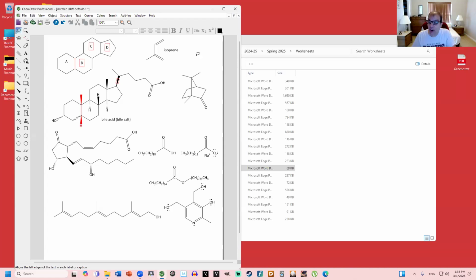If there's 15 carbons, you've got a sesquiterpene. Sesqui is a rarely used prefix meaning 1.5. So 1.5 times 10 is 15. So a sesquiterpene will have 15 carbons. And a diterpene will have 20 carbons. And there also are some triterpenes with 30 carbons.